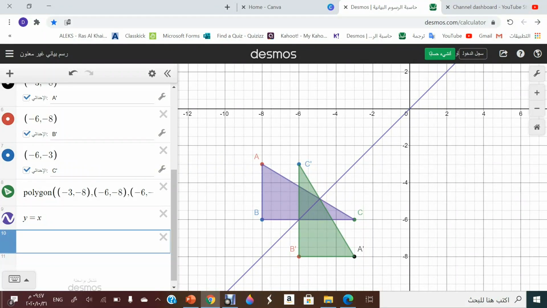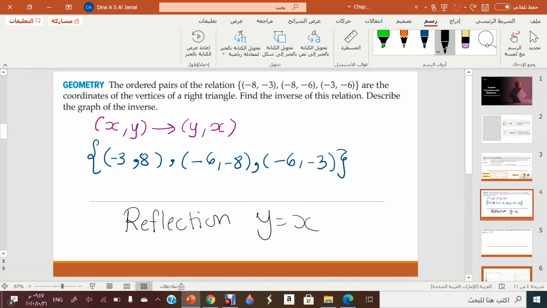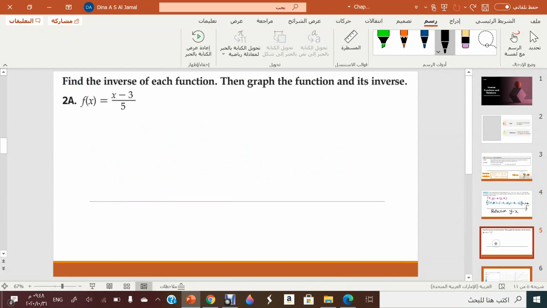You will be noticing that it is reflected over the line y equal x, and this is the inverse relation. So we can notice that it will be having a reflection over y equal x. So that was how to find the inverse of a relation. What if you would like to find the inverse of a function?